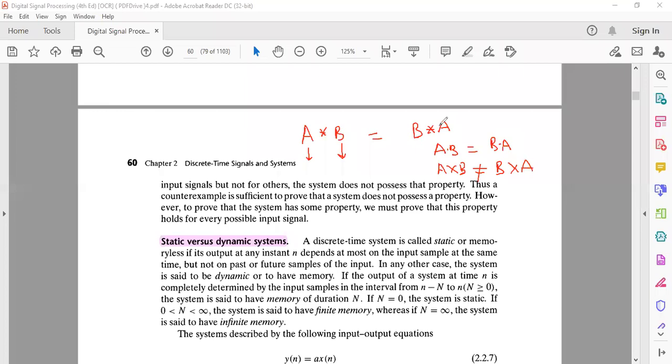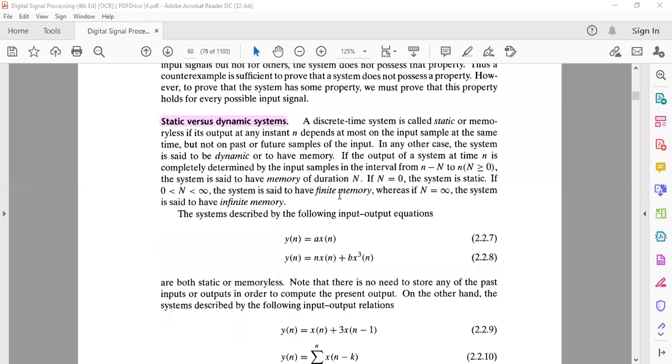Meaning that you cannot say that that property exists if it cannot be satisfied by all the inputs. Okay, let's look at some of the properties that we are talking about. We want to look at dynamic versus static systems. It means that a system can either be classified as static or it can be classified as dynamic.